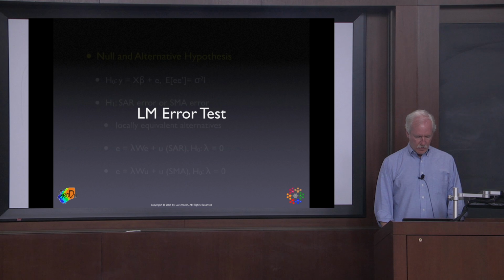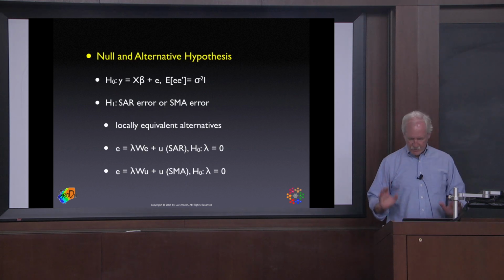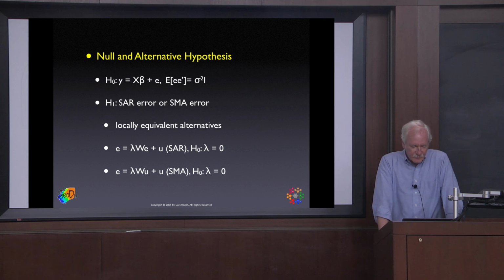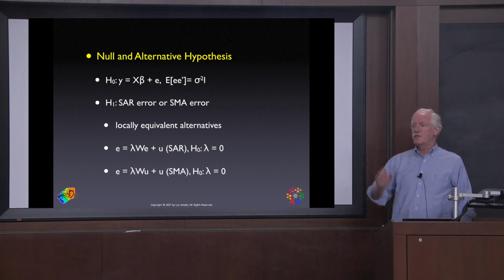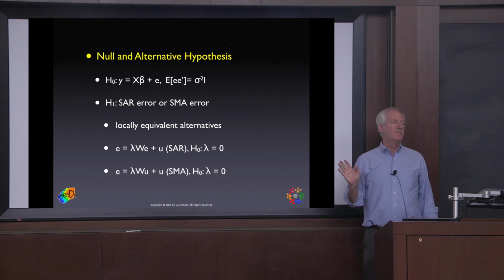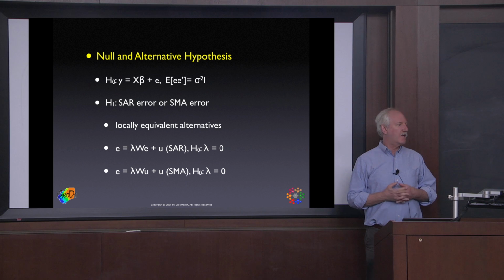If you are a little rusty with matrix algebra, just believe me. So the null and the alternative, this is the error model. One issue with the Lagrange multiplier tests is that they can tell some alternatives apart, but some they cannot tell apart. And the alternatives that they cannot tell apart are called locally equivalent alternatives.